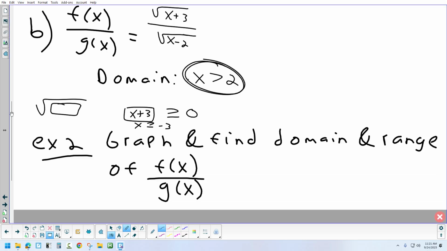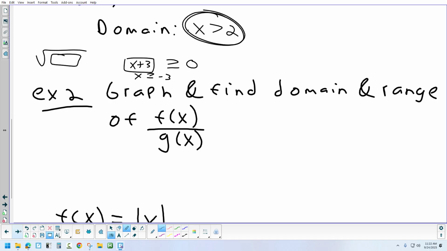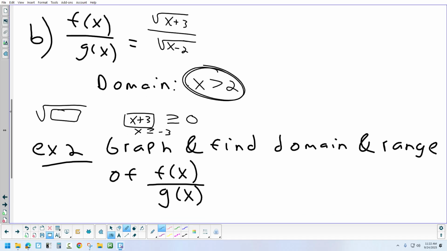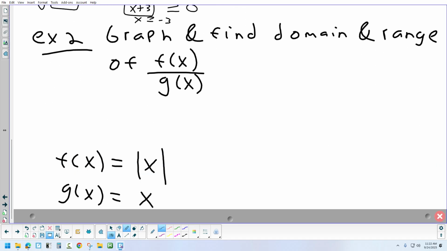All right, so let's try this one. This time they are recommending to graph it, mainly because you are also finding range. And this is a totally different question than example 1. So example 2, nothing to do with example 1. They give us f of x is the absolute value of x, and g of x is x.